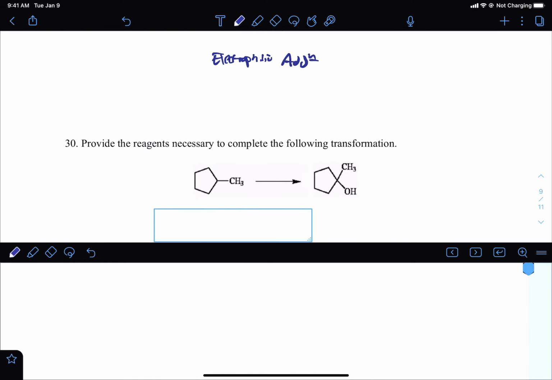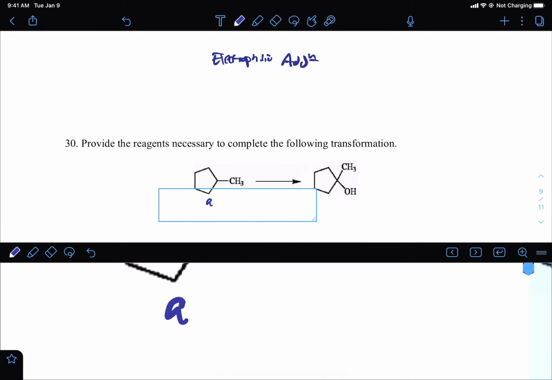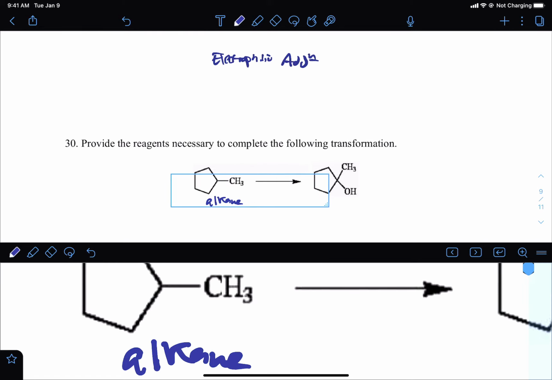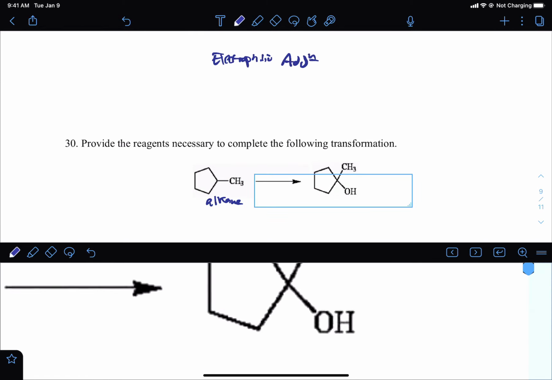All right, 30. Provide the reagents necessary to complete the transformation. Okay, so look at what's going on here. We've got an alkane. Remember the other day we said you can't really do anything to an alkane except free radical halogenation. That was our bootstrap. We're going to take something with no functionality and add functionality. Once we do that, then we have to worry about getting the OH on there.